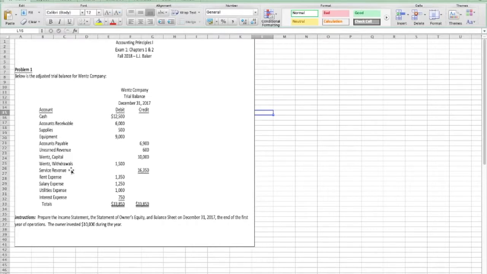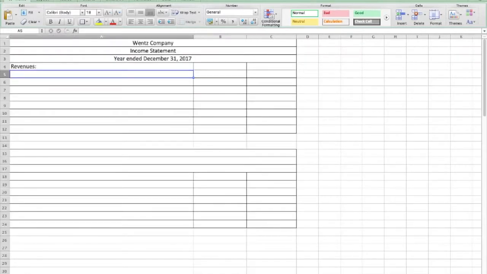I also see a little trick thrown at me. There's unearned revenue included in this trial balance. Remember, unearned revenue is not a revenue, it is a liability. It's money that we've received for a revenue that we have not performed yet. So only one service revenue of $16,350.